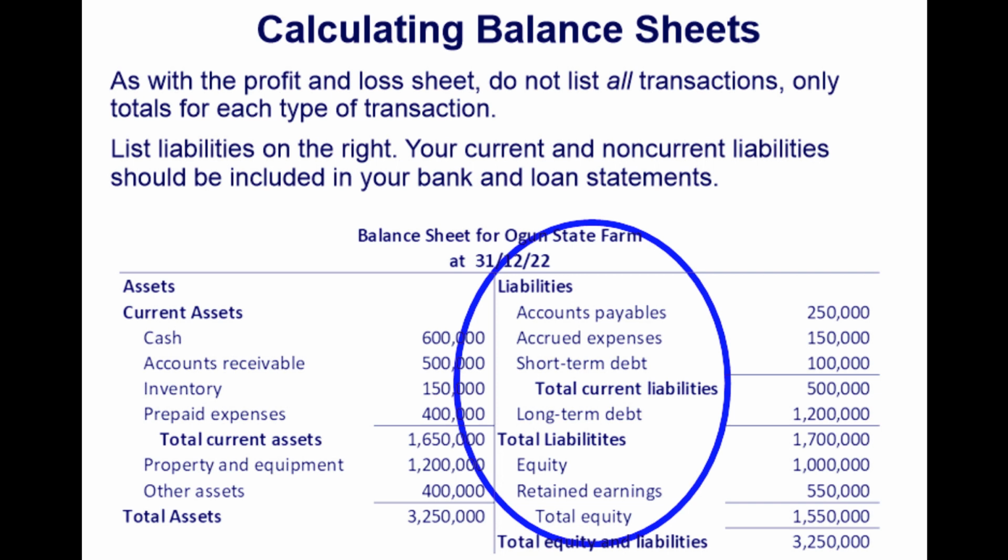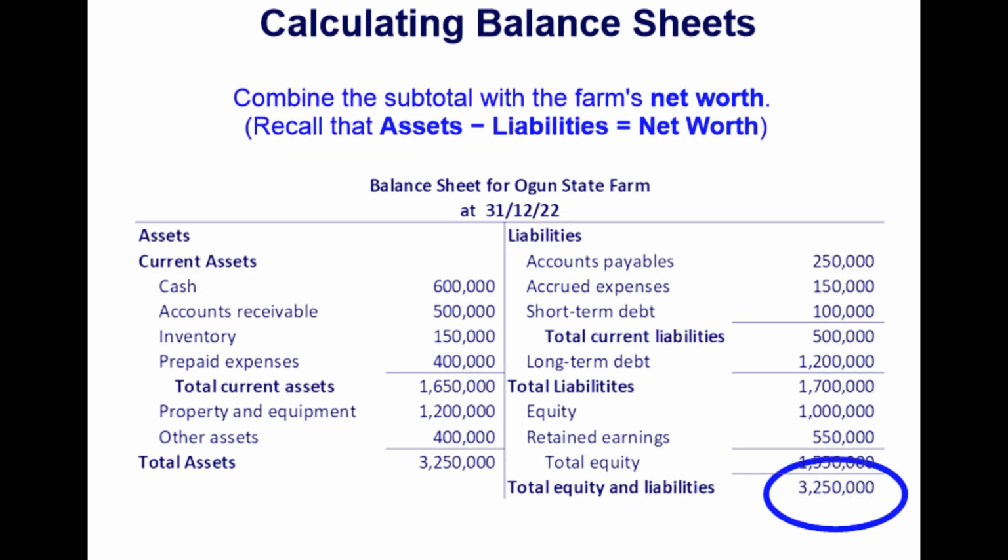As with the profit and loss sheet, do not list all transactions, only totals for each type of transaction. List liabilities on the right. Your current and non-current liabilities should be included in your bank and loan statements. Combine the subtotal with the farm's net worth. Recall that assets minus liabilities equal net worth.